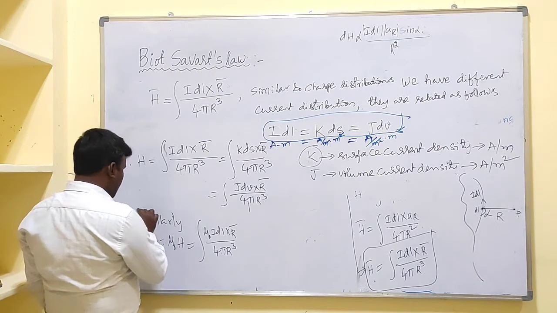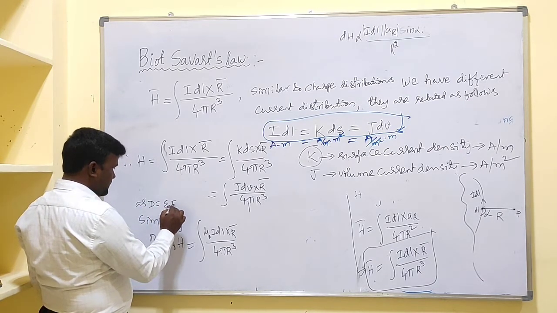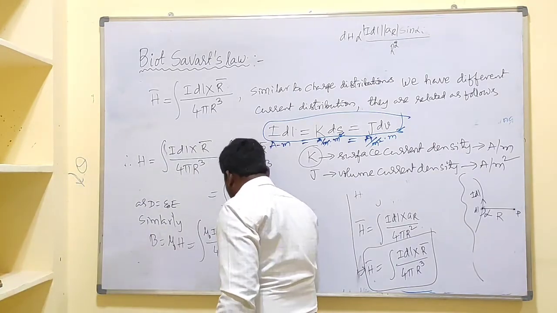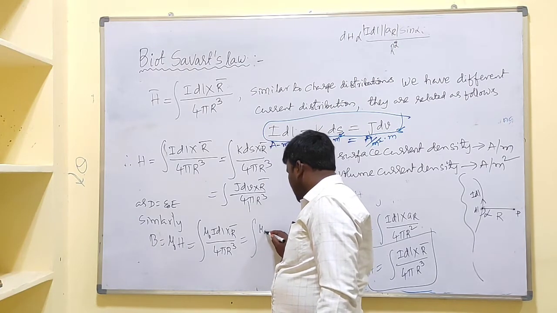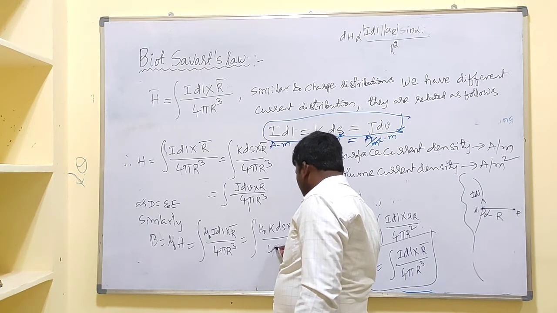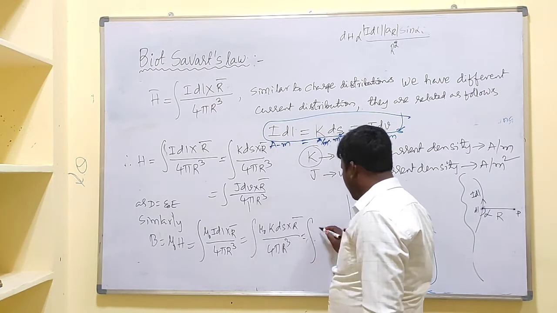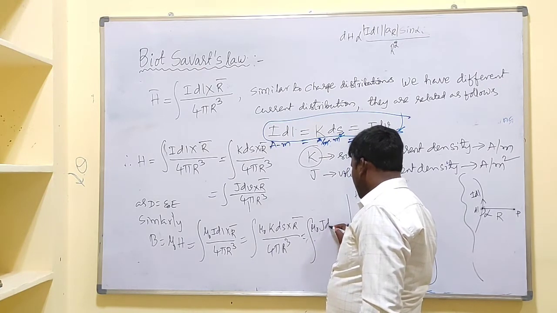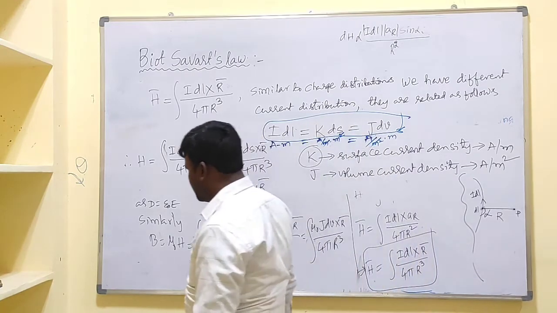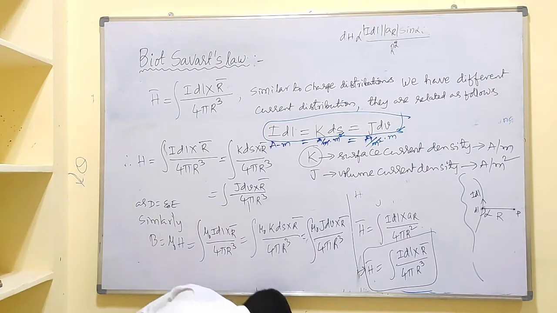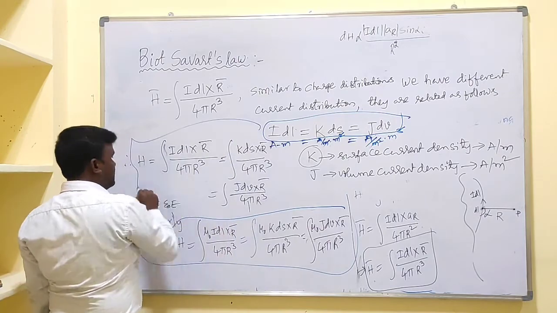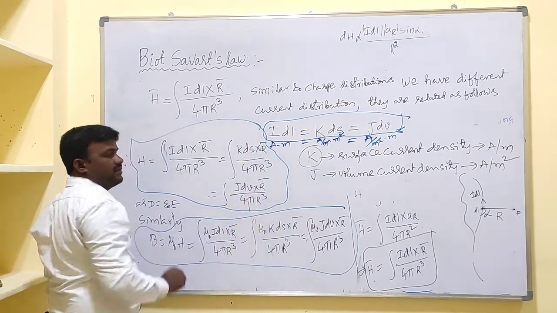as D equal to epsilon naught into E, similarly B equal to mu naught into H. So that is mu naught into I dl cross aR, or else in case of the surface mu naught K dS cross R bar by 4 pi r cube, or else we can go for mu naught into J dV R bar by 4 pi r cube. Okay, so this is the expression for B from Biot-Savart's law, and this is the expression for magnetic field intensity from Biot-Savart's law.